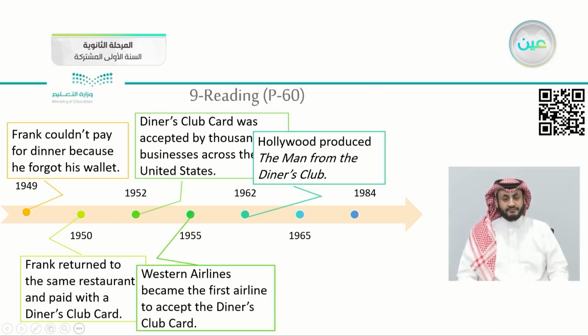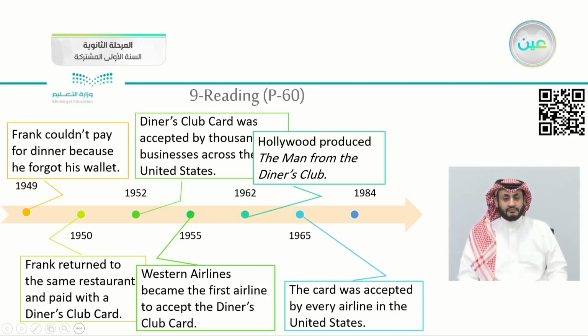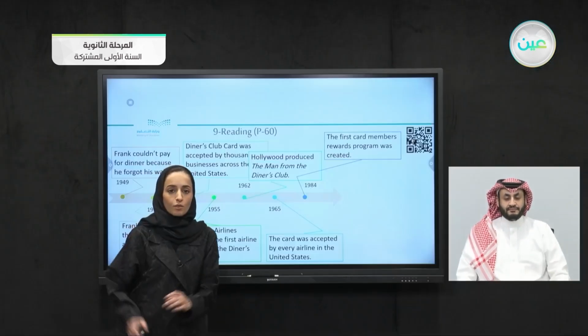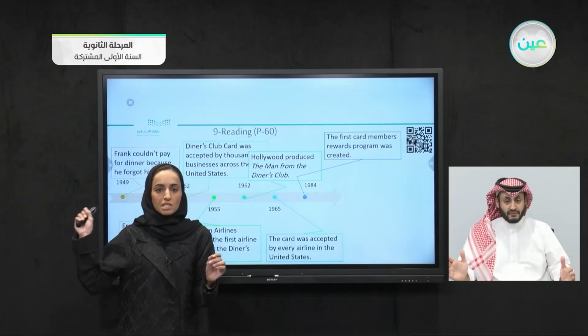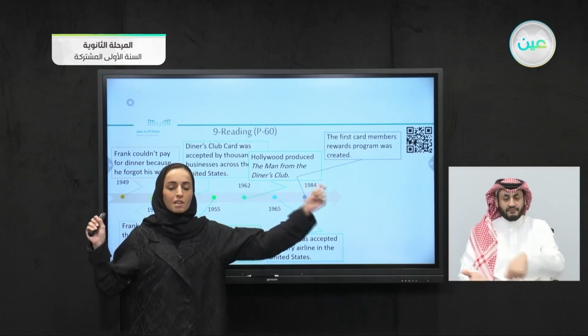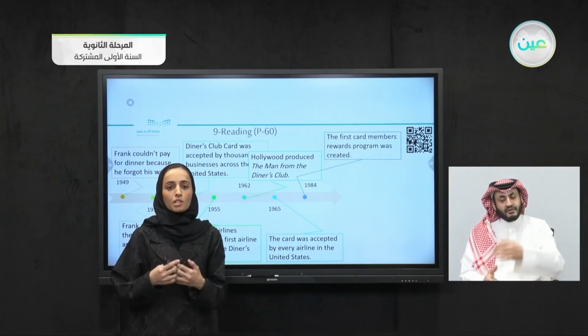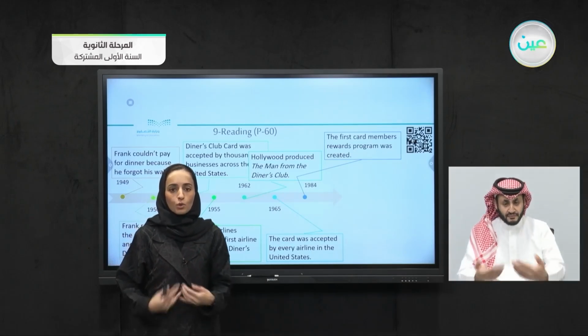1962, Hollywood produced the movie The Man from the Diners Club, a cultural icon. 10 years later, after Western Airlines, the card was accepted by every airline in the United States. 1984, the first card members rewards program was created. You notice, from 1949, the silly, embarrassing situation, until at the end on the timeline we have reward program competition, and everyone wants you to have their own card.